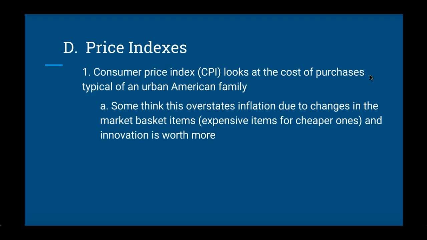People think that the CPI actually overstates inflation because the items in the market basket change over time, and we generally substitute expensive items for inexpensive items, and we also have innovation over time. What I mean by this is that, for example, if we're comparing the market basket of 2016 versus 1986, obviously we have some major changes in there. So we have some innovation that has happened. I mean, obviously cell phones weren't a big thing in 1986.